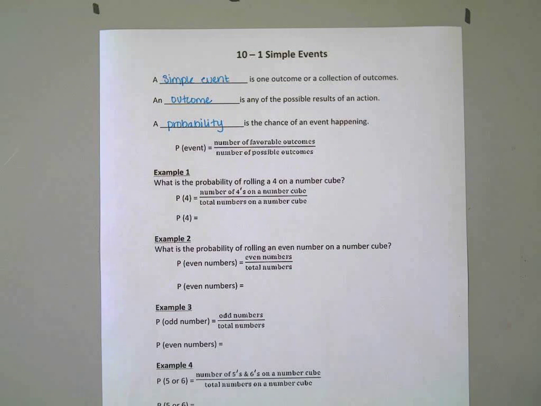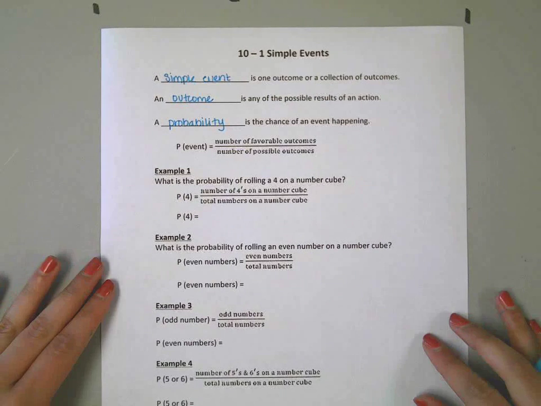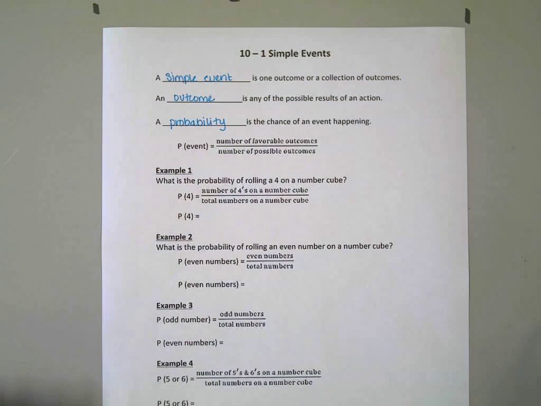Today we will be talking about finding the probability of simple events. A simple event is one outcome or a collection of outcomes. An outcome is any of the possible results of an action. A probability is the chance of an event happening.